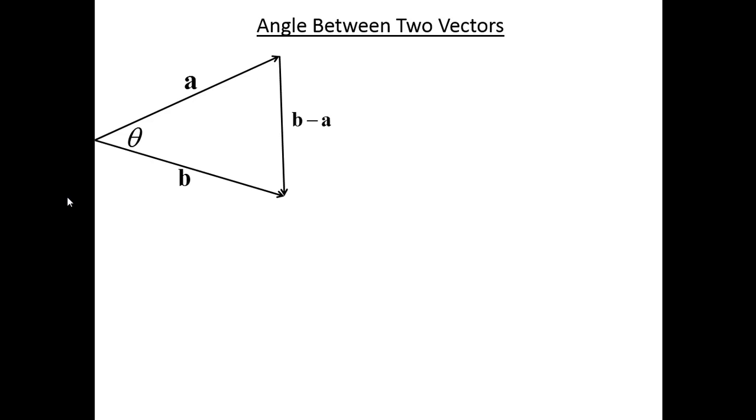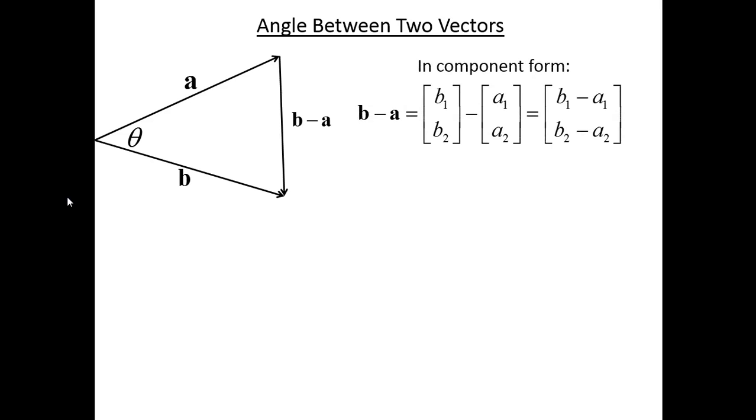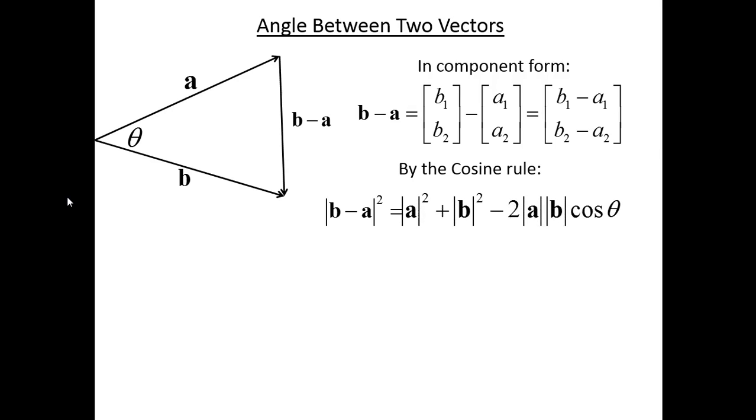And in component form, B minus A, of course, would just be B1 minus A1 and B2 minus A2. And if you remember the law of cosines, or the cosine rule, which is what IB calls it, then the length of that side B minus A, or the magnitude of that vector squared, would be equal to the magnitude of A squared plus the magnitude of B squared minus 2AB times the cosine of theta. Pause for a minute, make sure you see that that's just the law of cosines.